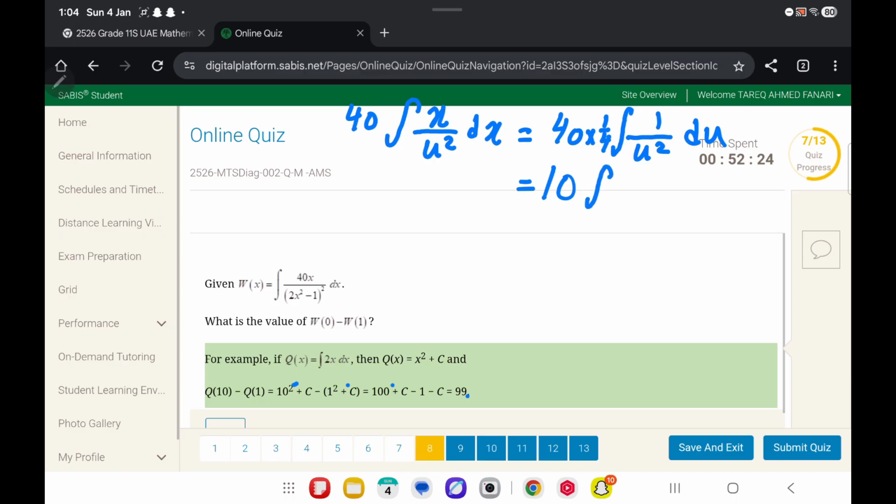So 10 integral of u to the power of minus 2, I took it up, du. Right? So then I add 1 to the power. So 10 times u to the power of minus 1 over minus 1 plus c. This is what? This is negative 10 over u. Now u is what? 2x squared minus 1.